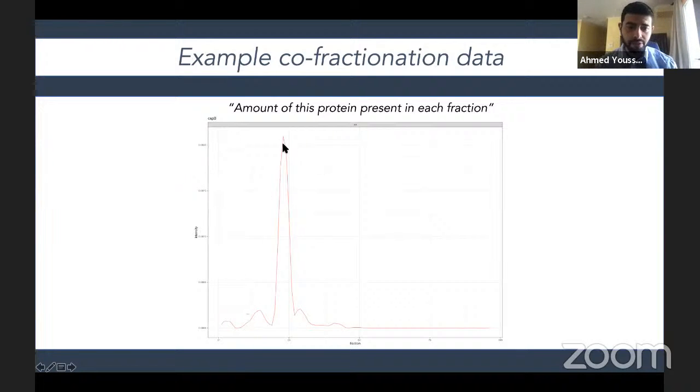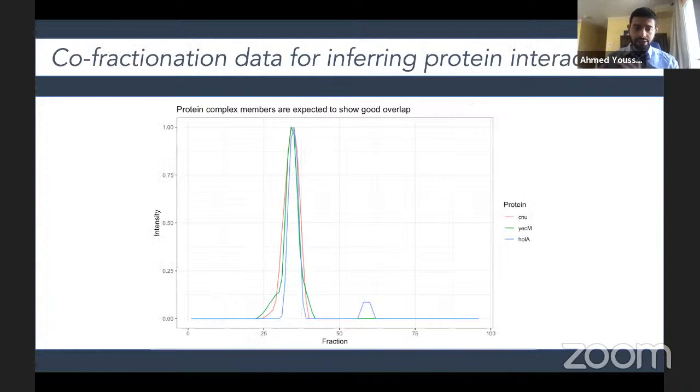As you can see, this protein shows up in a small number of fractions, forming this kind of peak shape, which is typical for this type of data. Now, if I were to take several such proteins and put them on one plot, we get something that looks like this, where you can see good overlap among these peaks, which suggests that we have a protein complex or some kind of interaction occurring among these three proteins. An interesting thing is that there's a second blue peak here for this protein Hall A, which suggests that it might be a member of a second protein complex, which is one of the advantages of using this experimental workflow.